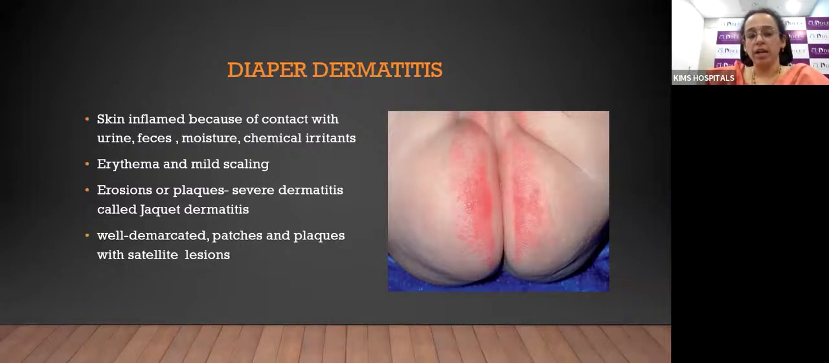There are well demarcated patches and plaques with satellite lesions. Then we should think of a localized fungal infection. The treatment is to leave the area open, apply skin barrier creams and zinc oxide creams, and if you suspect a fungal infection, you should treat the same. So this is an overview about the different skin conditions.